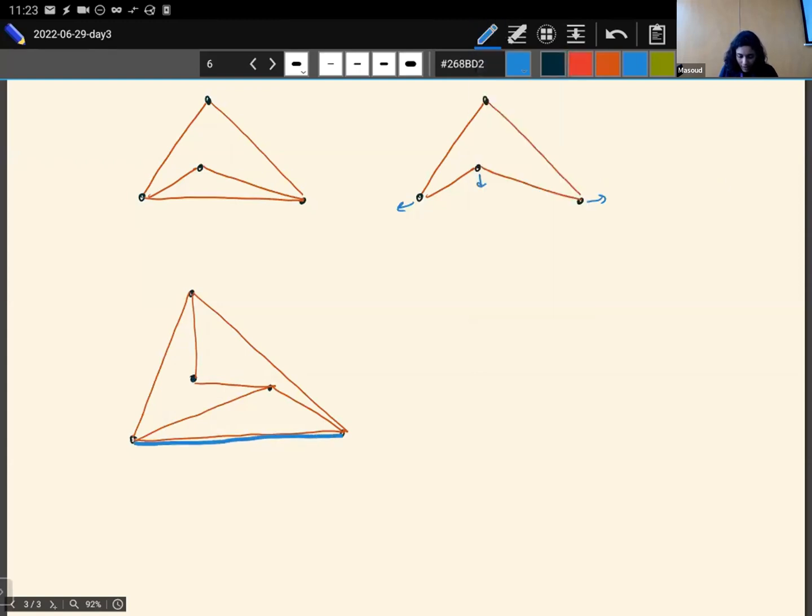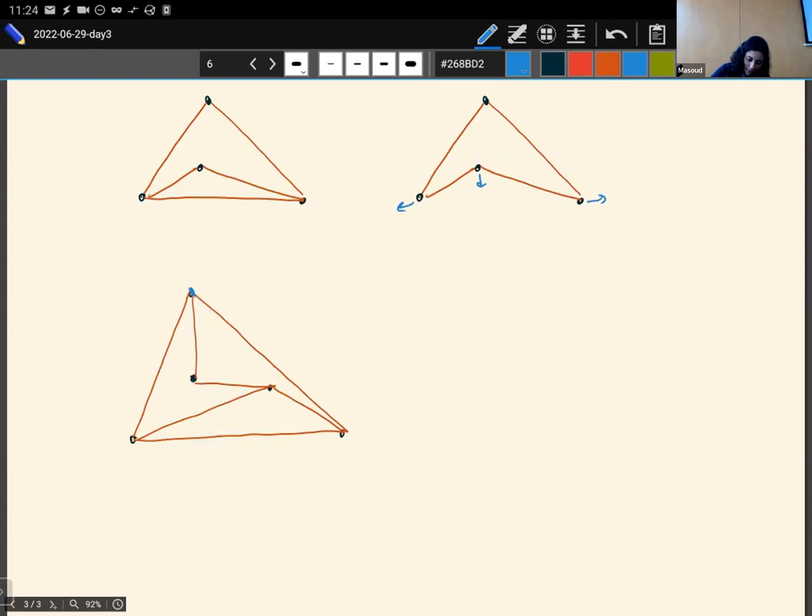Well, let me fix this edge. That fixes this entire triangle. Similarly, I fix this entire triangle. And now I have to think about this vertex here. It's not completely obvious because this vertex I fixed because of a triangle, and this vertex I fixed because of a triangle, but this vertex here is not part of any triangle. So you have to do some extra stuff.